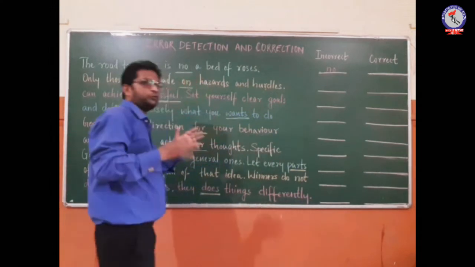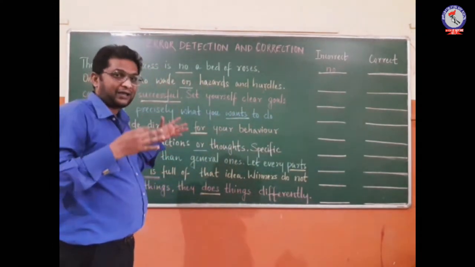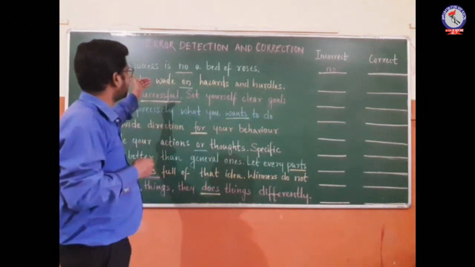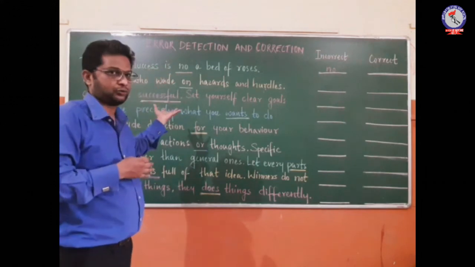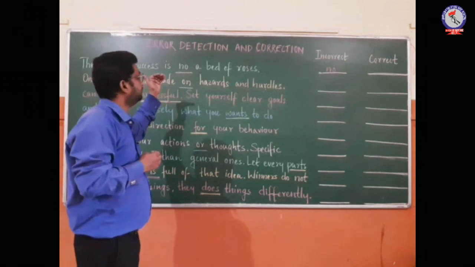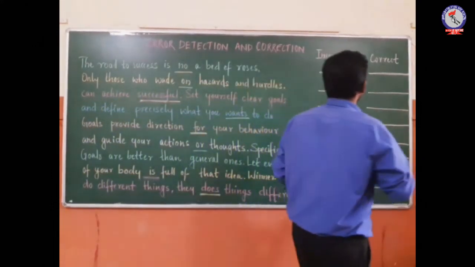Then what could be replaced so that this sentence could be correct? See, the road to success is not. So "not" should be used here in the place of "no". So the word that is correct is "not".